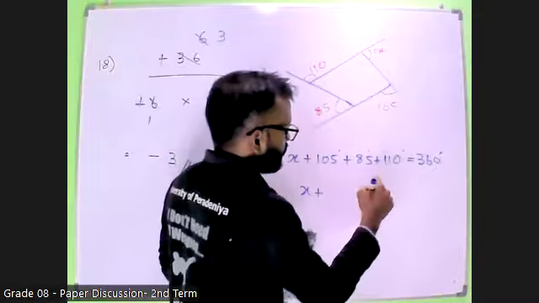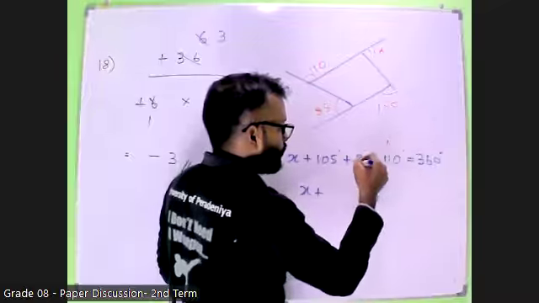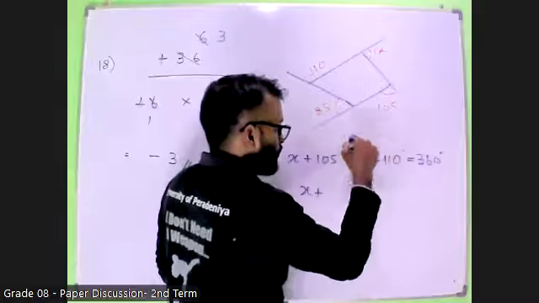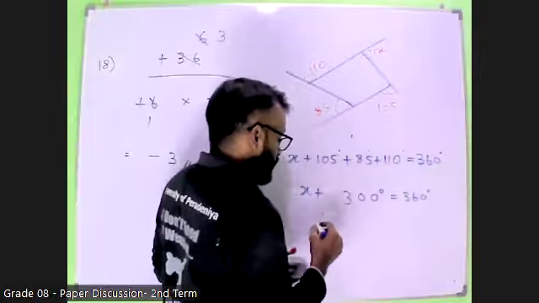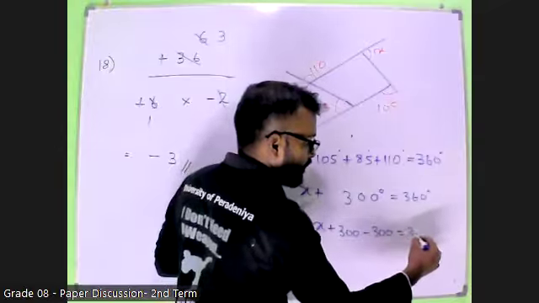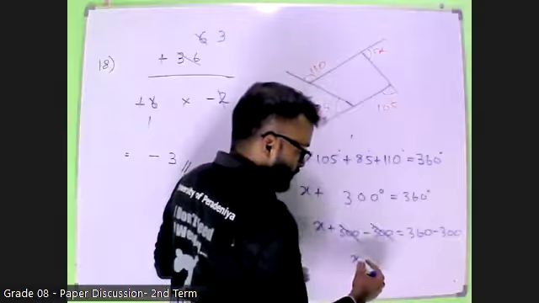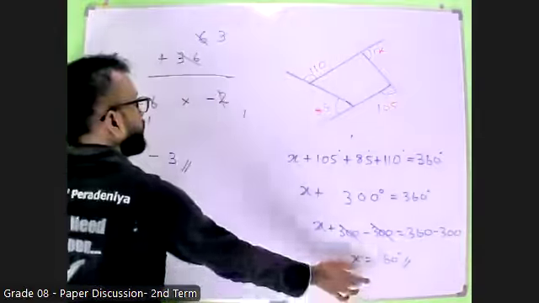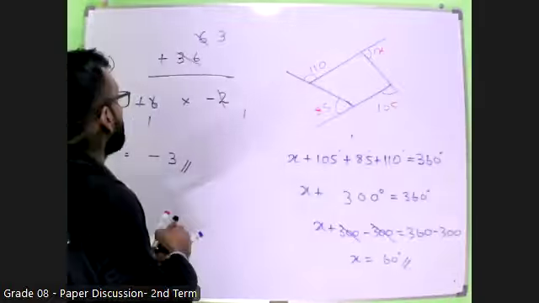So x plus. If you add these together, what will you get? 5 plus 5, 10. 1 plus 2, 10. 0 and again 1. 1 plus 1 and 2. 300 equals 360 degrees, right? So x plus 300 minus 300. 360 minus 300. Cancel out, cancel out. X equals 60 degrees. So this is the answer for x. X equals 60 degrees, right? Okay. So this is the answer for the 19th.